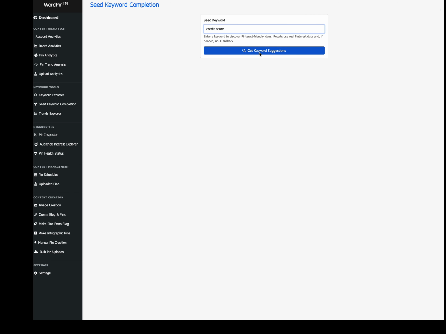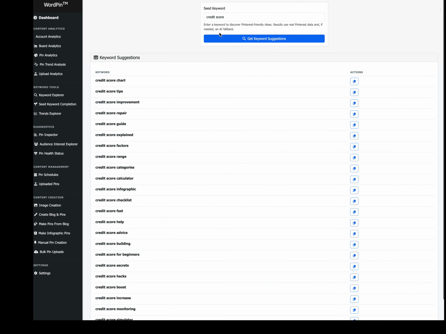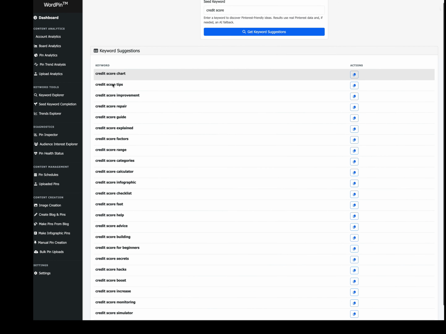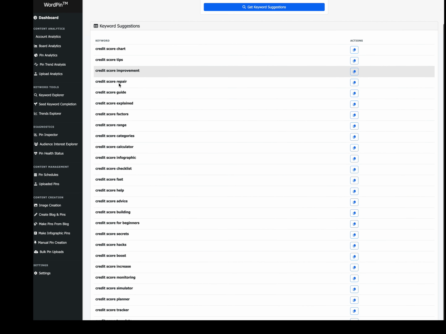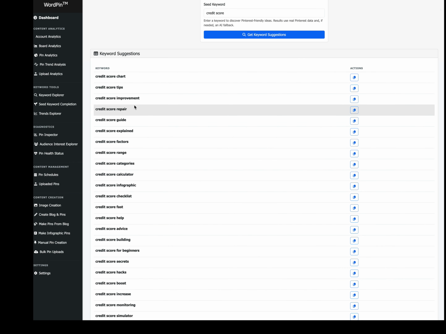I'm gonna put it there, and I get keyword suggestions. So what's happening now? The app, WordPin, is now looking for how we can enrich this keyword specifically. So this seed keyword: credit score charts, credit score tips, credit score improvement, credit score repair, guide, explain, factors, range, categories, calculator, infographic. You can choose any of those. So now that you have all of these suggestions, what do you do?